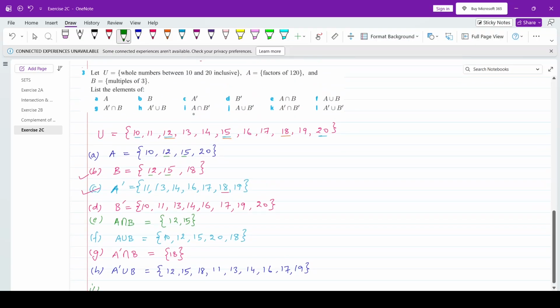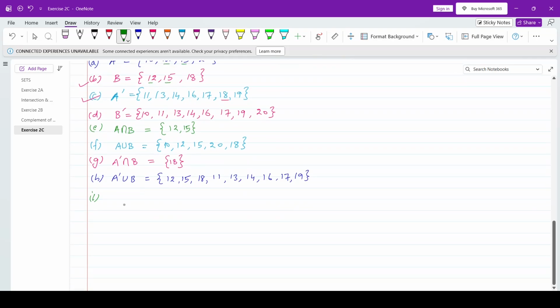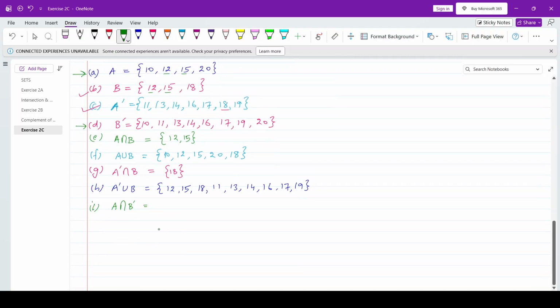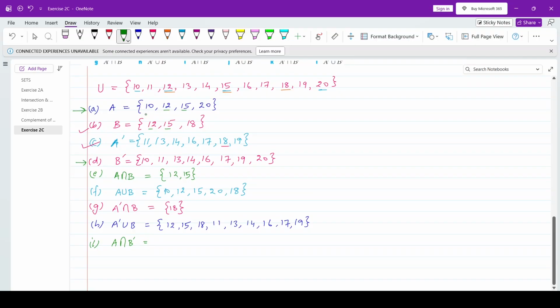Part I says A intersection B prime. So A intersection B prime is, this is A, this is B prime. Now we have to find elements from these two sets. What are the common elements? 10 is present in both, 12 is not here, 15 is not here, 20 is present in both. So 10 and 20 is the answer.